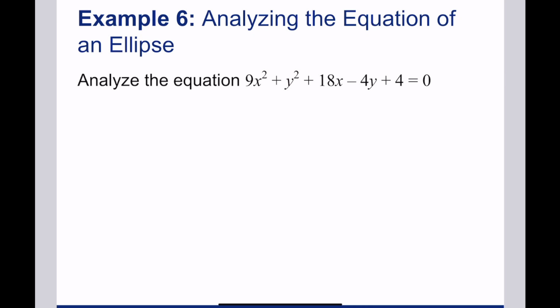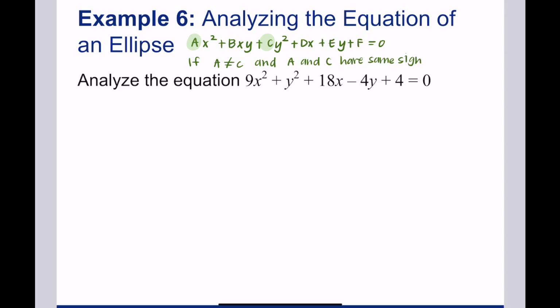The general form for our conics is ax squared plus bxy plus cy squared plus dx plus ey plus f is equal to 0. If our a value and our c value, the coefficients in front of x squared and y squared, are not equal to each other and have the same sign, so either they're both positive or both negative, another way to think about that is if a times c is a positive value, then we have an ellipse.